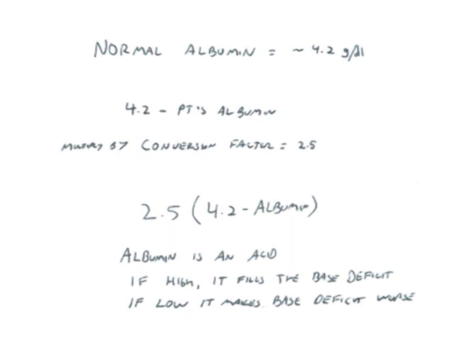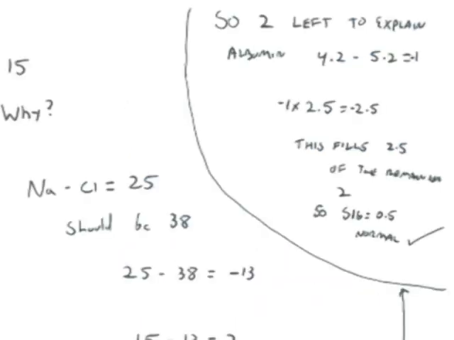That's the conversion factor. So let's say in this patient their albumin was 5. Let's say 5.2 for the sake of easy math, right? So we take 4.2 minus 5.2, right? And that gives us minus 1. And we multiply that by the 2.5, which is that conversion factor. And now it means 2.5 of that base deficit is filled by that extra albumin.